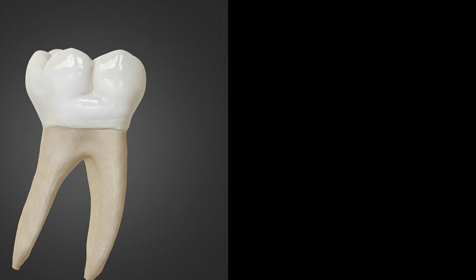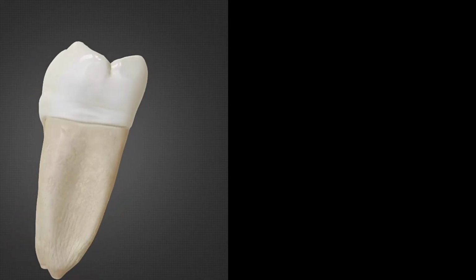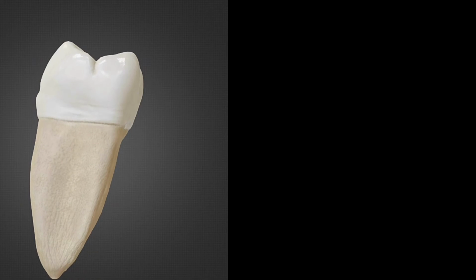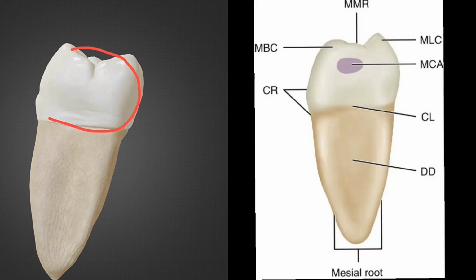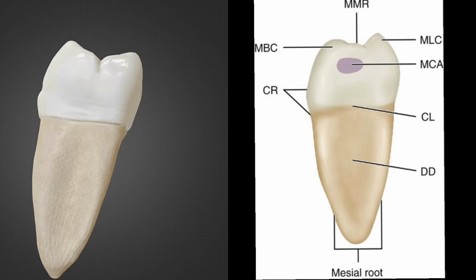Now let's see the mesial aspect. The crown is rhomboidal in shape. If we draw the outline of the crown, it resembles a rhomboid, and it tilts slightly toward the lingual side. The buccal outline of the crown is convex, while the lingual outline is straight.